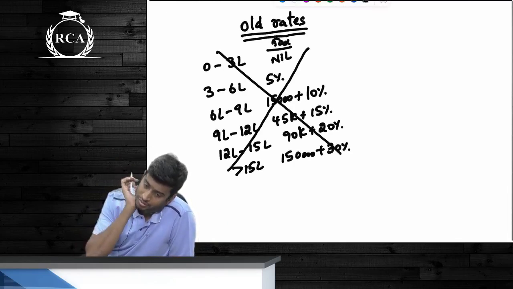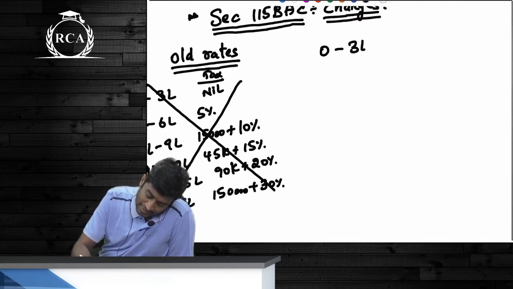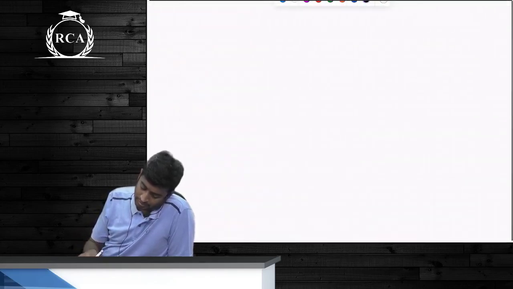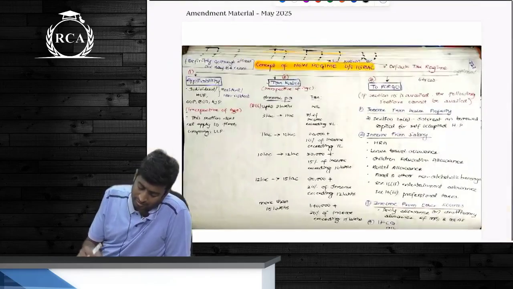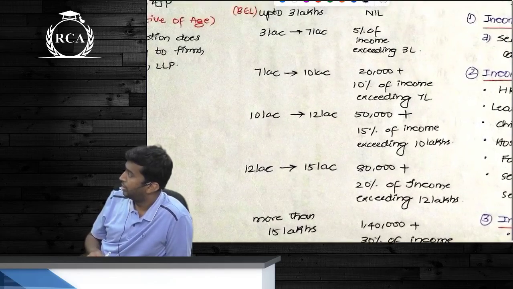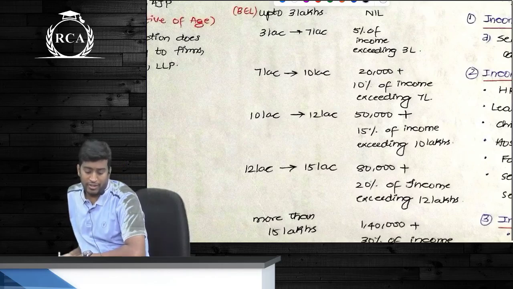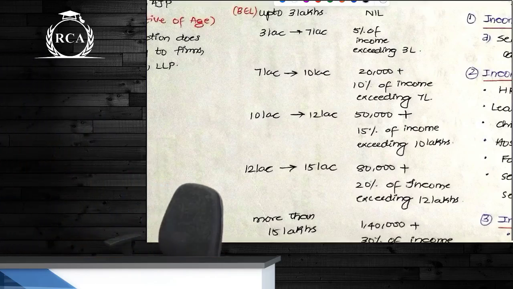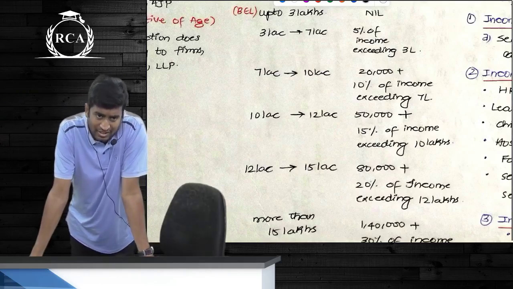In your materials now, on the first page, read the slab rates loudly. 0 to 3 lakhs, nil. Next, 3 lakhs to 7 lakhs. Before it was 3 to 6, now they have made it 3 to 7: 5% of income exceeding 3 lakhs. Next one, 7 to 10. How much is the plus amount? 7 minus 3, 5% of that is 20,000, plus 10% of income exceeding 7 lakhs.